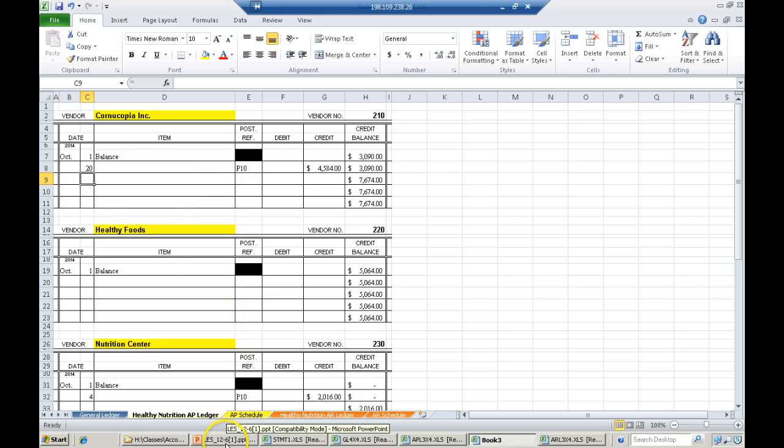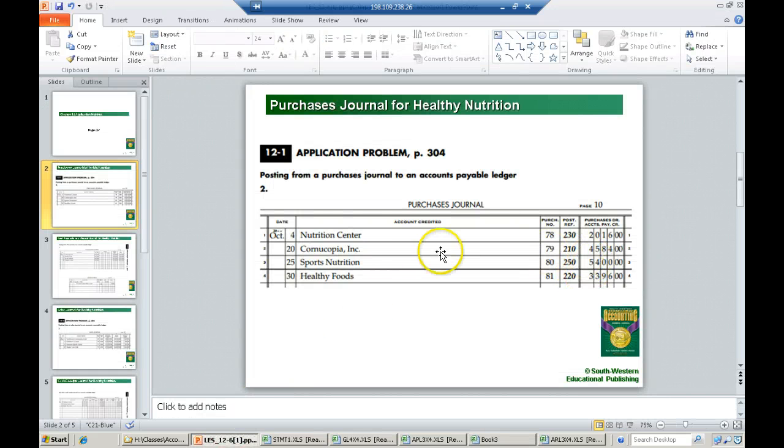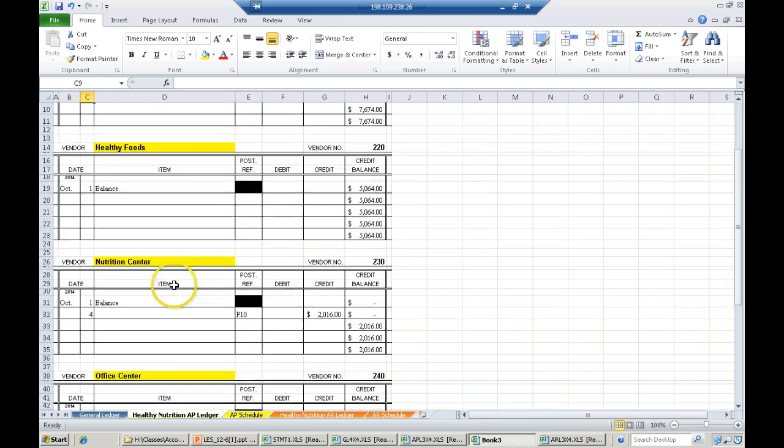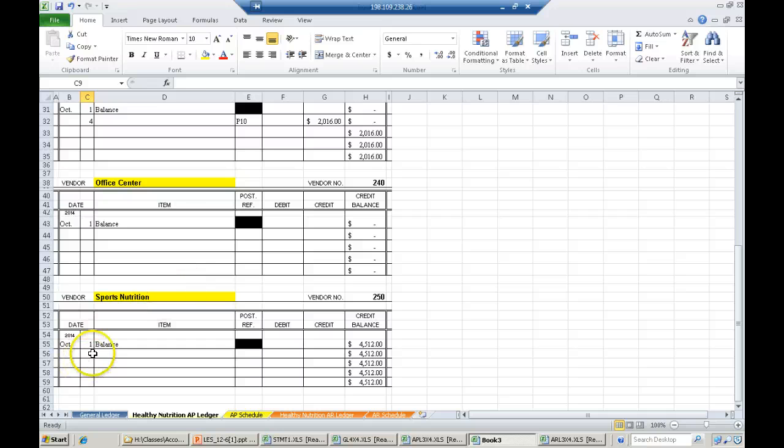Let's go to the next one. Sports Nutrition for 5,400. And that was on the 25th. Notice the balance change here.